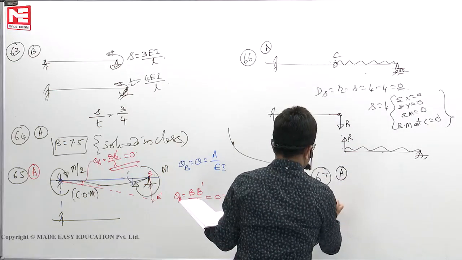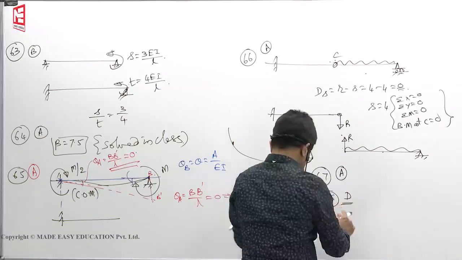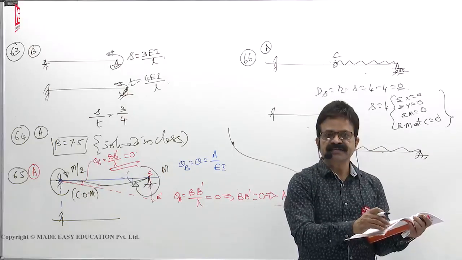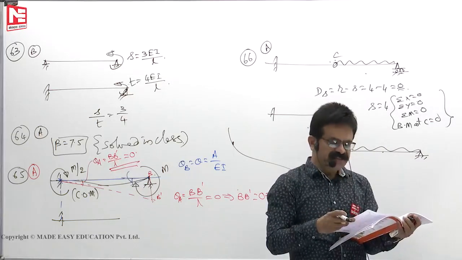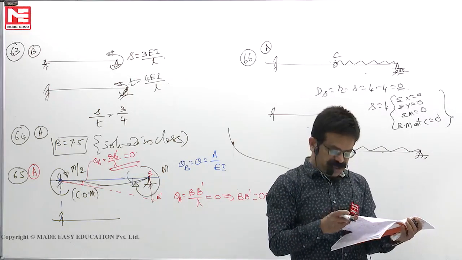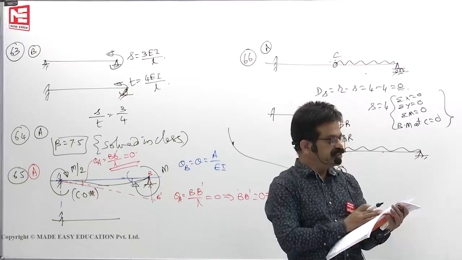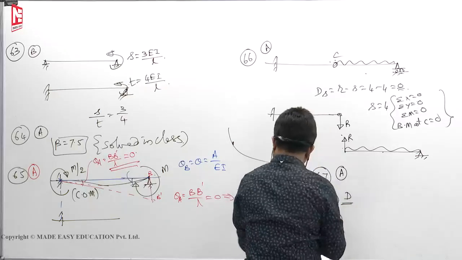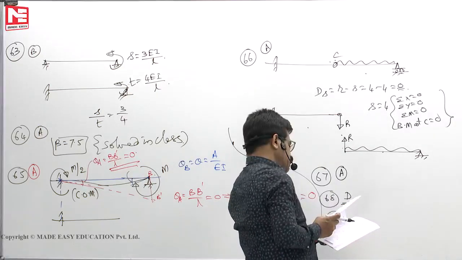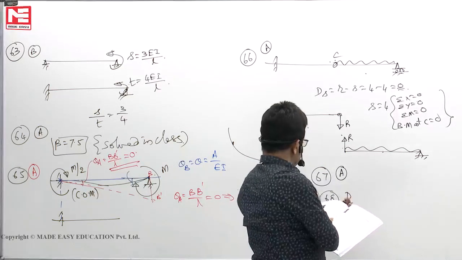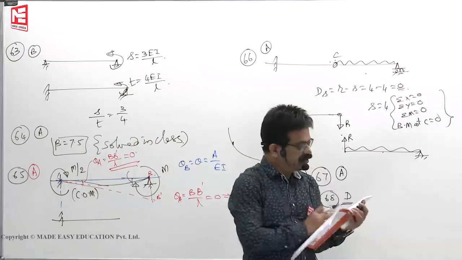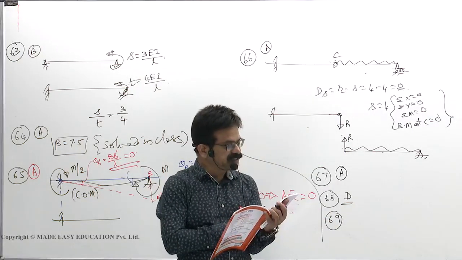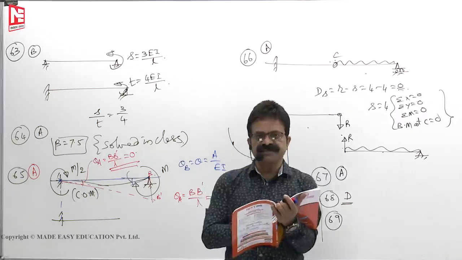68. Because moment distribution method is a stiffness method, it is based on successive approximation of slope deflection equations. Next, 69. D means that only A is false, R is true, correct. The moment distribution method and slope deflection method of structural analysis are essentially stiffness methods.